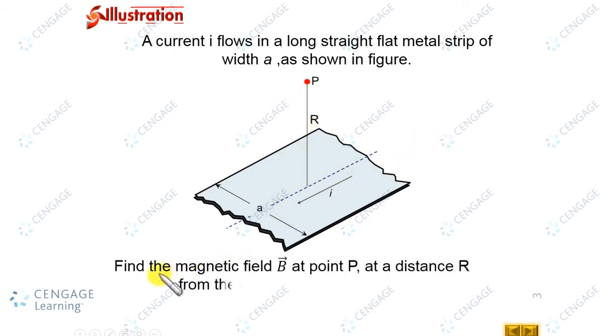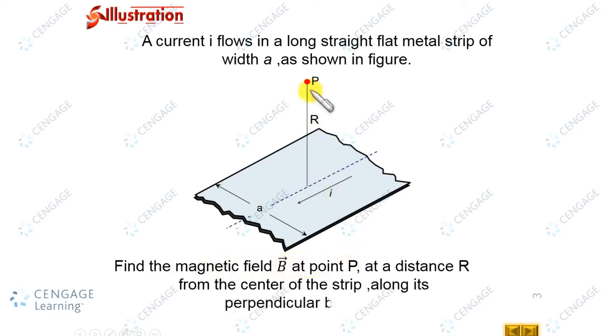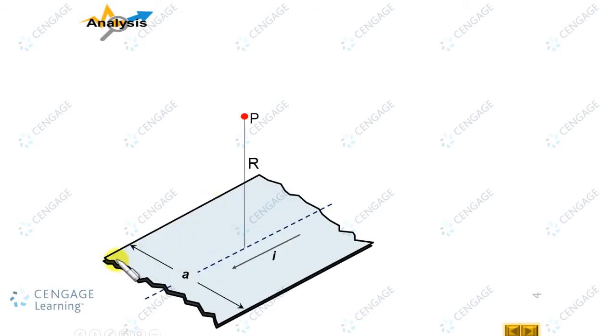And we need to find the magnetic field at point P. P is this point at a distance capital R from the center of the strip, right? That is along its perpendicular bisector. So we need to calculate the magnetic field at this position. We can consider this metal sheet is made of a number of wires. We can consider this sheet is made of an infinite number of wires placed side by side.